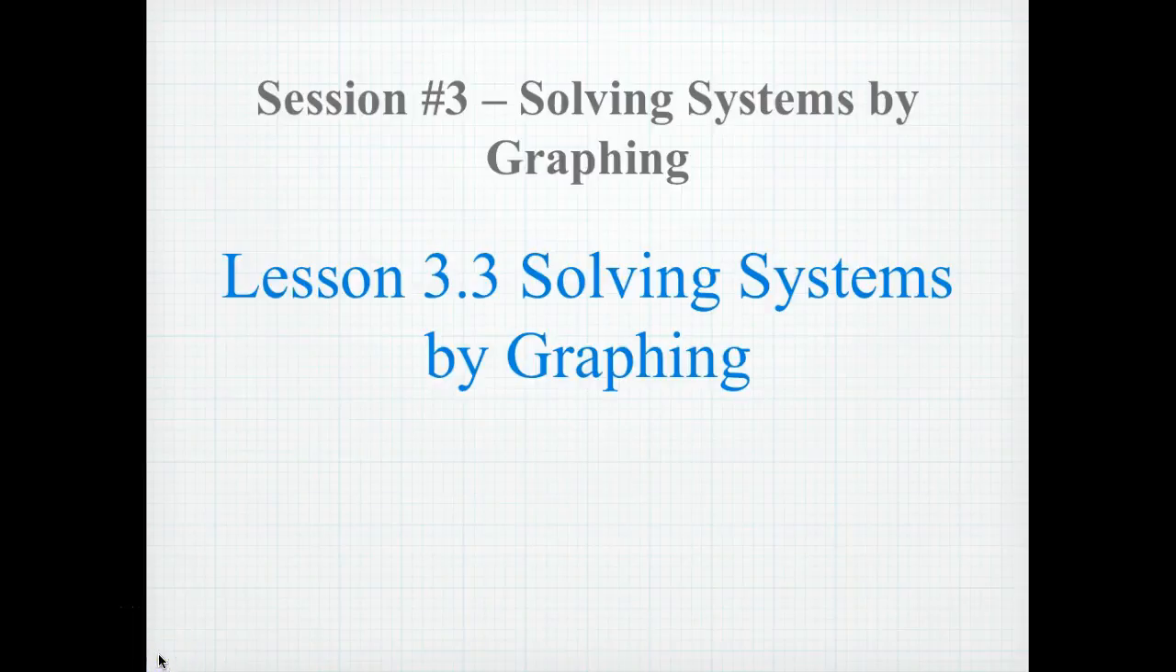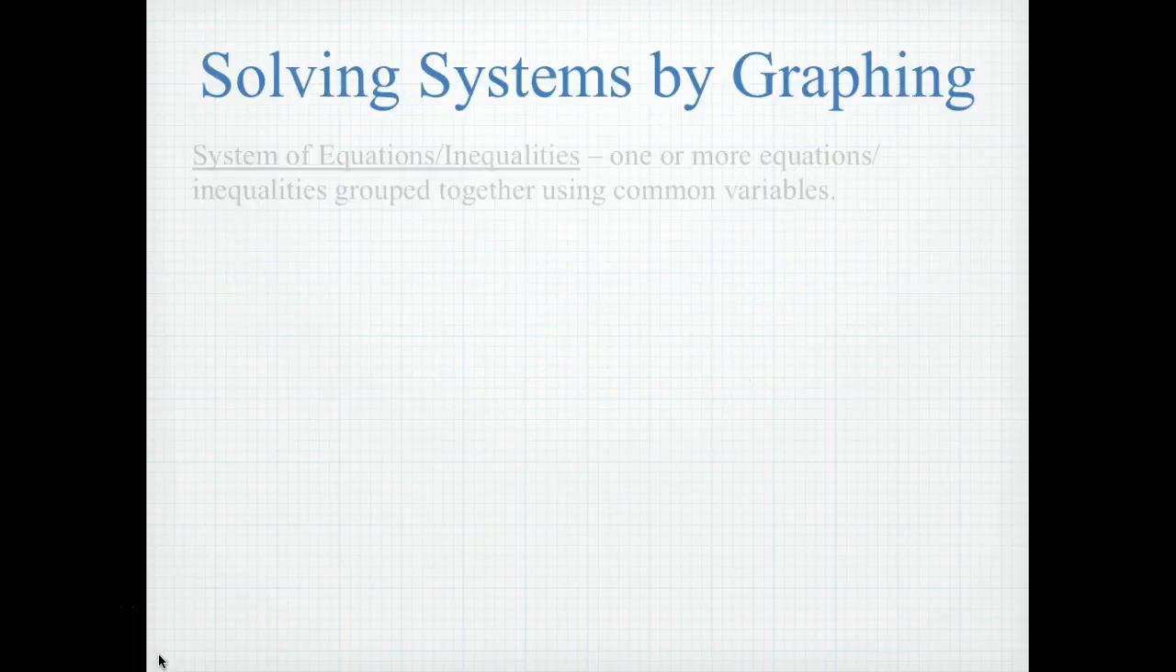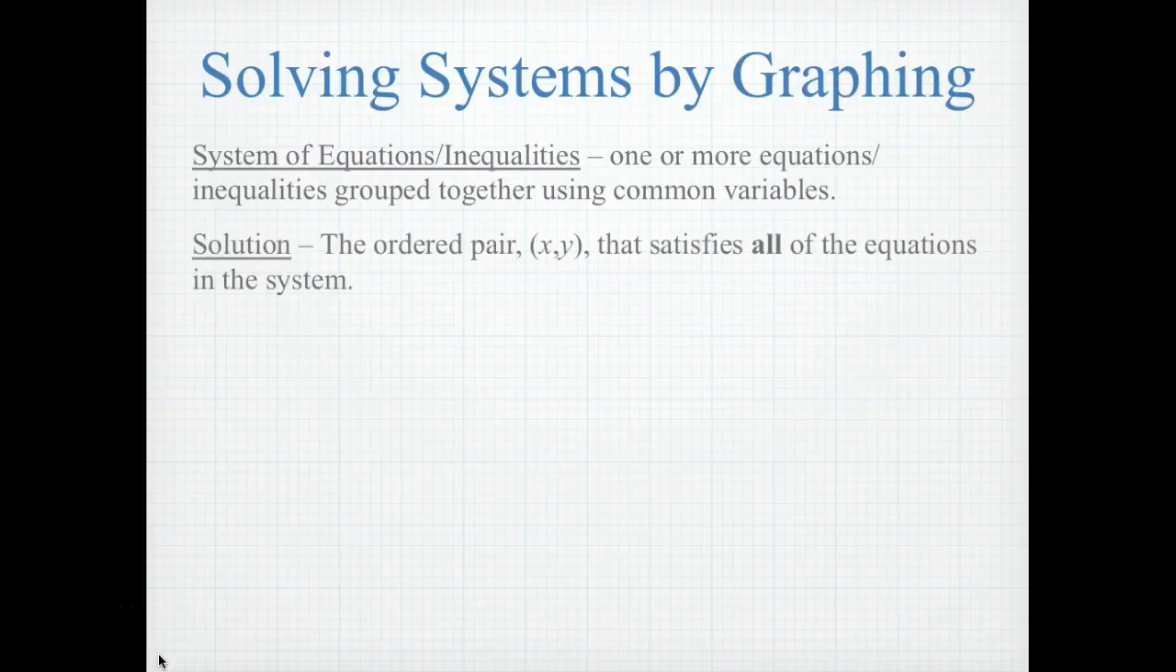Welcome to the third lesson in Session 3 on solving systems of equations and inequalities by graphing. Now, whether it's equations or inequalities, a system is one or more equations or inequalities grouped together using common variables. A solution is an ordered pair, an x and a y value, that satisfy all of the equations in the system. We're going to start with systems of equations.